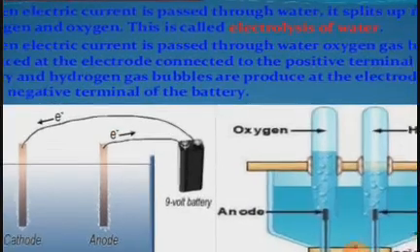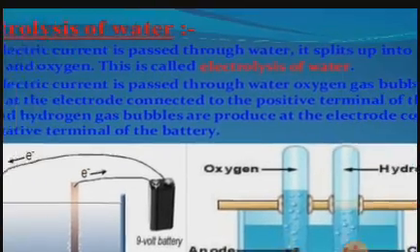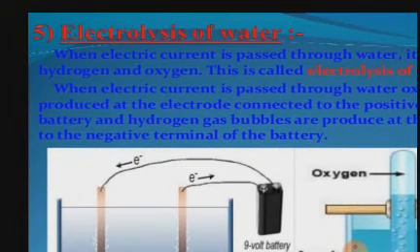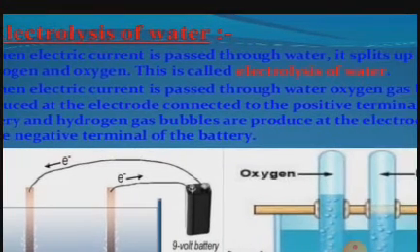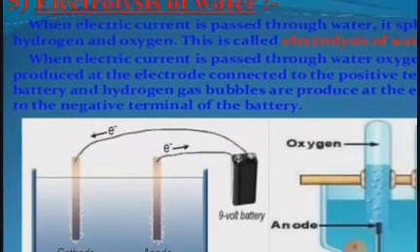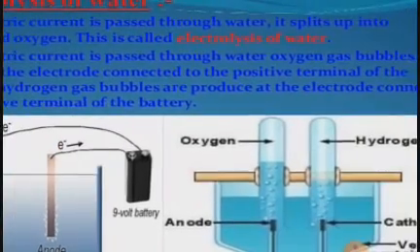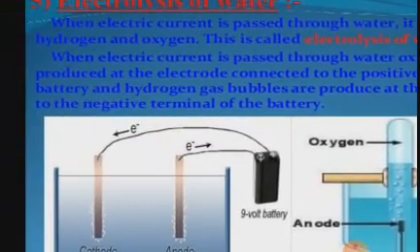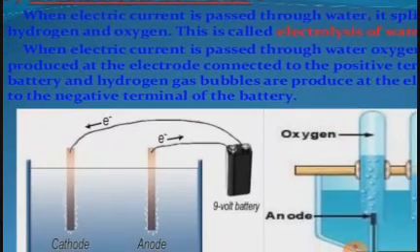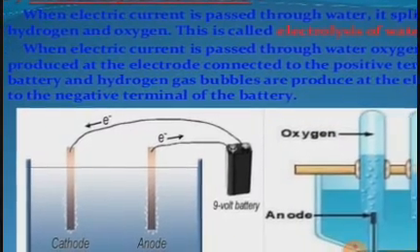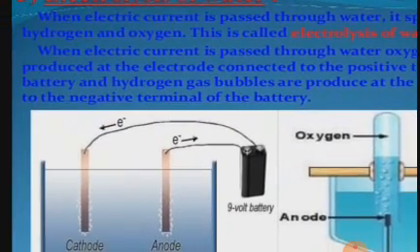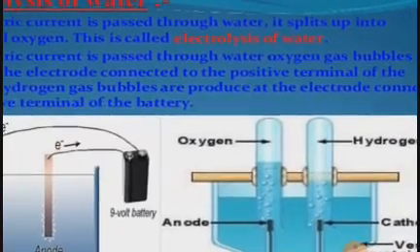Electrolysis of water. When electric current is passed through the water, it splits up the water into its component elements, that is hydrogen and oxygen. So this reaction is called as electrolysis of water. When electric current is passed through the water, oxygen gas gets produced at the electrode connected to the positive terminal of the battery called anode, while hydrogen gas bubbles are produced at the electrode connected to the negative terminal of the battery, that is cathode.